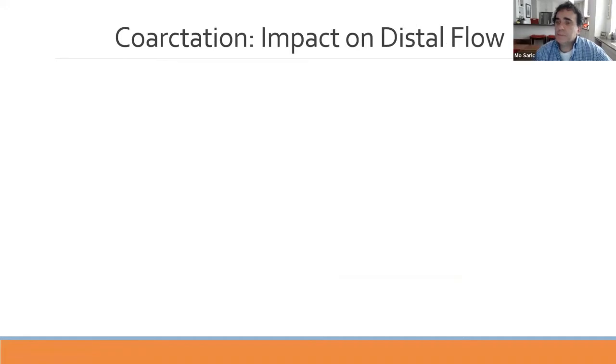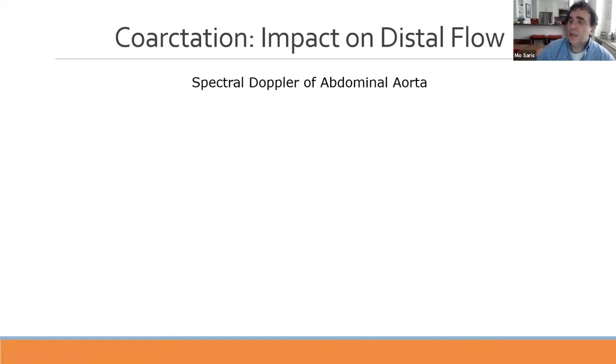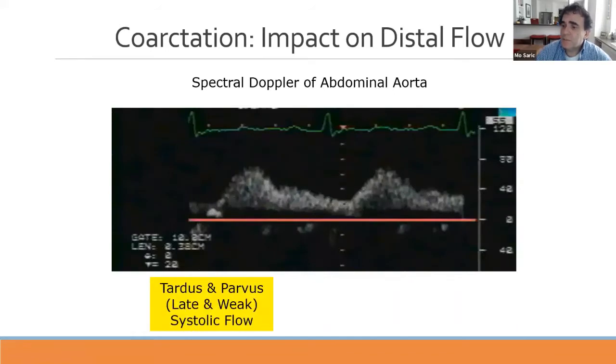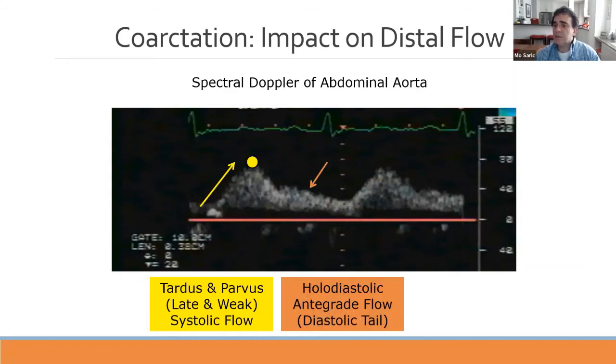And now, what's the impact of coarctation on distal flow? There is a spectral Doppler of the abdominal aorta that I'm showing now. This is the post-coarctation, post-stenotic portion of the aorta, and this is a tardus and parvus, so late and weak systolic flow, with the diminished peak velocity. And at the same time, in diastole, there is a continuous antegrade runoff, referred to sometimes as diastolic tail.